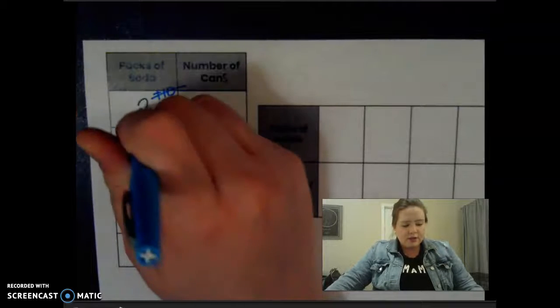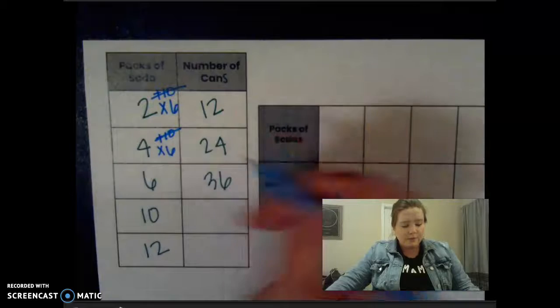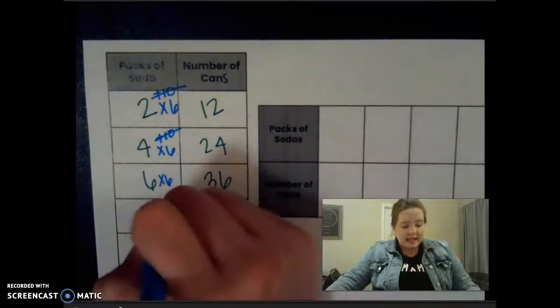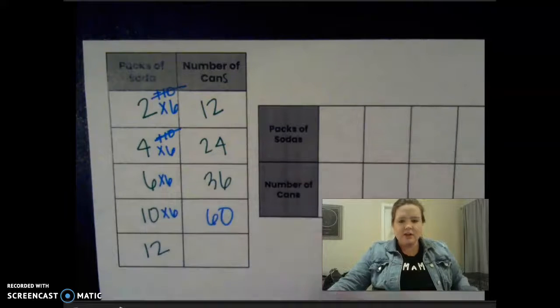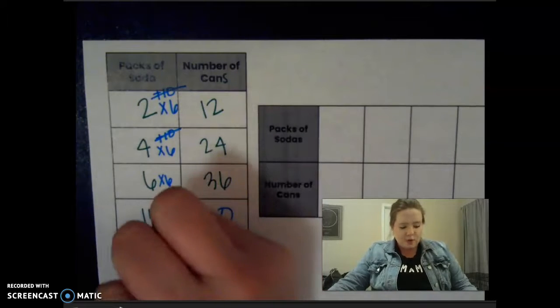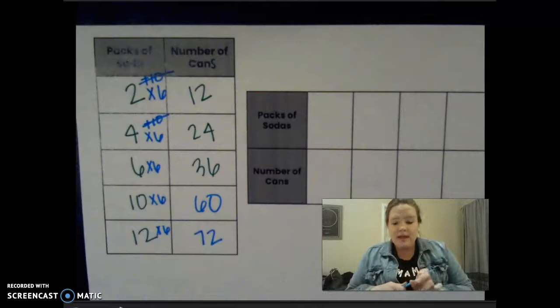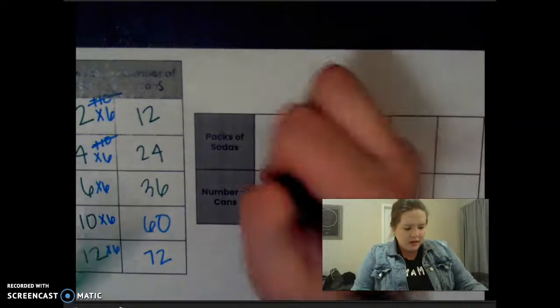Okay? So 2 times 6 equals 12. 4 times 6 equals 24. 6 times 6 equals 36. 10 times 6 equals 60. Good job. And 12 times 6. Ooh, who knows this one? 12 times 6 equals... Good job. 72. Okay? And again, you could see this one done this way.